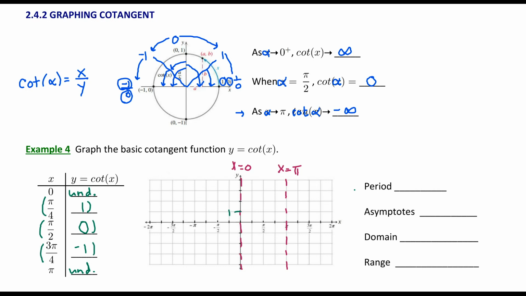We have the point pi over 4, 1. It's going to cross the x-axis at pi over 2, 0. And it's also going to contain the point 3 pi over 4, -1. Connecting the dots reveals the basic shape of cotangent. Remember, as the angle goes from pi over 2 to 0, the graph of cotangent approaches infinity. And as the angle goes from pi over 2 to pi, the graph of cotangent plunges down into -infinity.